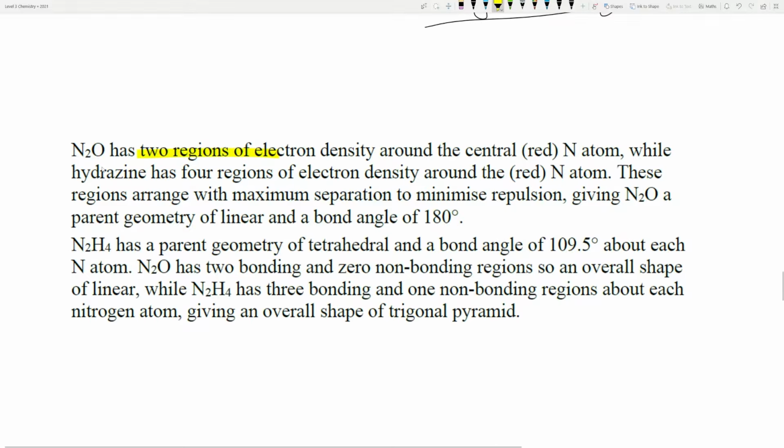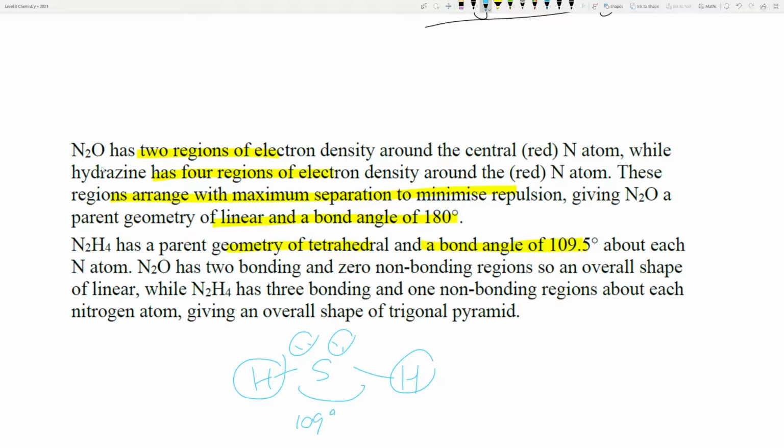So 2 regions, whereas the other one has 4 regions. They always want to minimize repulsion by getting as far away from each other as possible. So one is linear, bond angle 180. The other one is tetrahedral arrangement, and then 109.5 degrees. Whenever you have 4 things, it's always tetrahedral arrangement. The one that we did just now, H2S, is also tetrahedral arrangement, 1, 2, 3, 4. So this bond angle is also around 109.5 degrees.